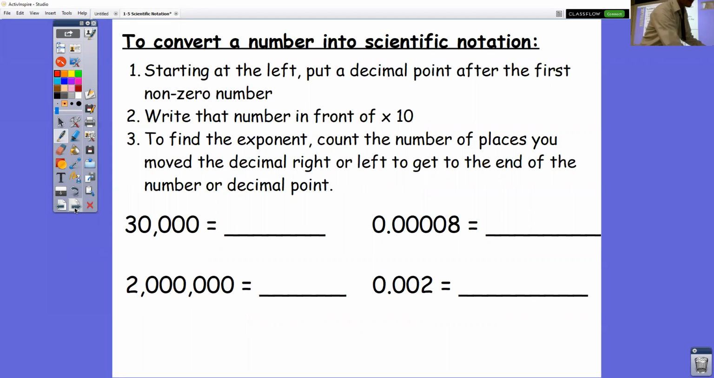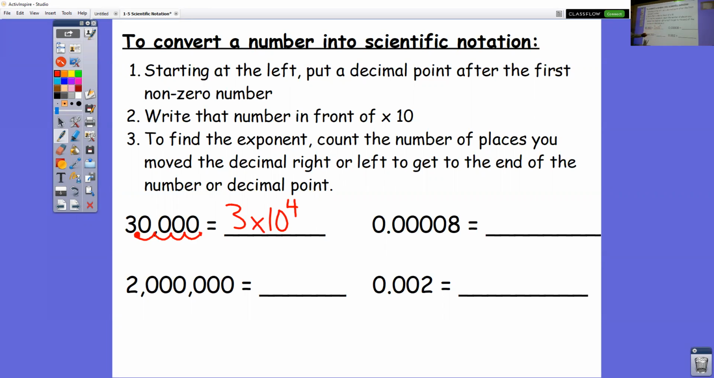So let's try a couple of these. If we have the number 30,000, we're going to put a decimal point after our first non-zero number. Write that number down in front of the times 10. Now in the number 30,000, the original decimal point was here at the end. So we want to count how many places we need to move the decimal point to get to the end. 1, 2, 3, 4. Since we moved our decimal point 4 places, our exponent is a 4.